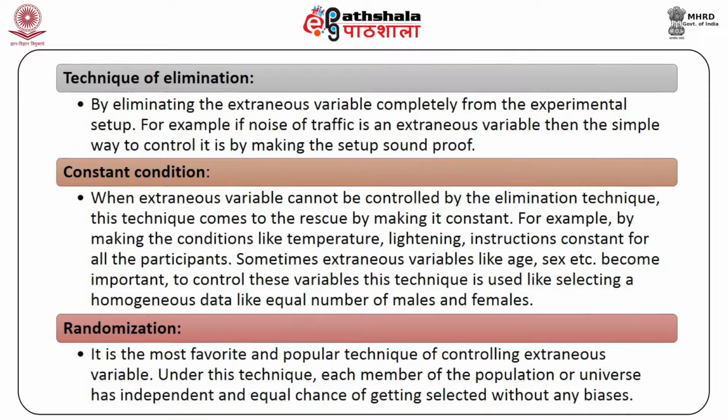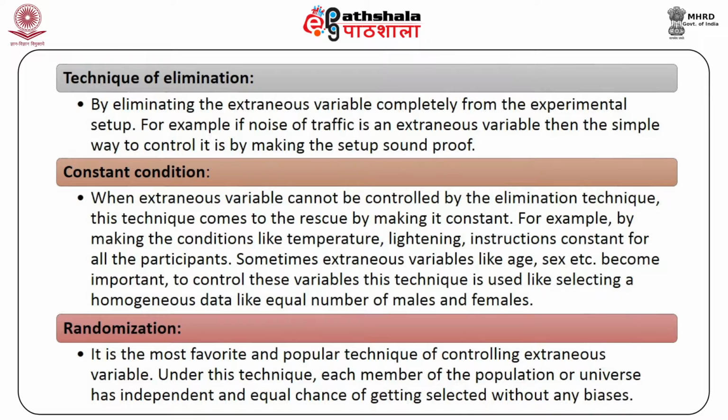The constant conditions are another way to control the extraneous variable. When extraneous variables cannot be controlled by the elimination technique, this technique comes to the rescue by making them constant. For example, making conditions like temperature, lighting, and instructions constant for all the participants.